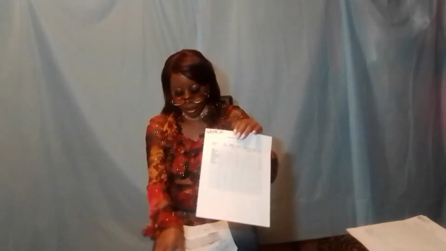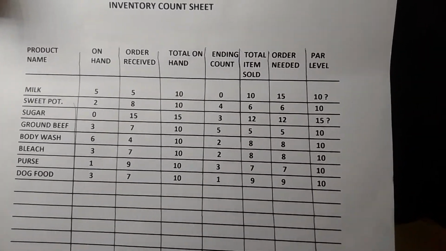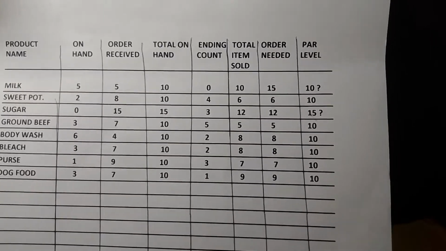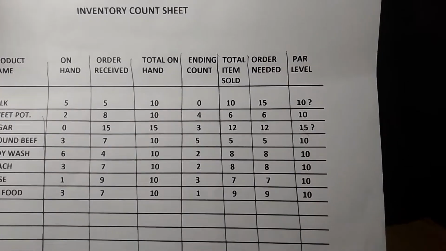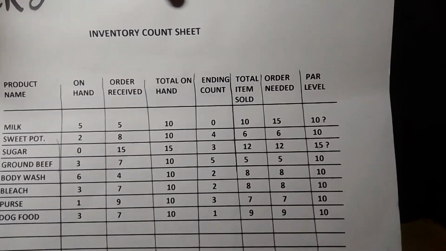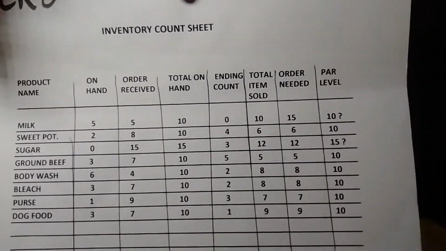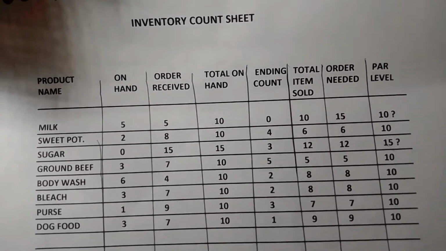And that's how your inventory sheet should look. Okay? I'm going to let you look at it one more time. But that's how your inventory sheet should be filled out. Okay? Now that ending count and that total items sold and that order needed and the par level, we haven't counted inventory yet for week 2, so those should be empty because I just filled it in right now. But that's what you do on the inventory count sheet for your on hand, order received, total on hand. Okay, because we haven't counted inventory yet for week 2.